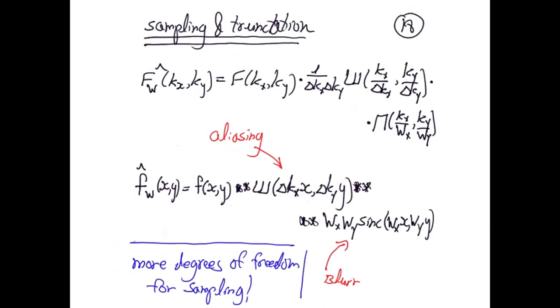So in 2D, everything is the same except a little bit more complicated. f hat of kx, ky is the multiplication between the original function and a two-dimensional delta train with sampling, maybe different in delta kx and delta ky, and then a truncation in the frequency domain, but that could be different in X and different in Y. And so in the image domain, you would get a convolution with the two-dimensional impulse train, and then a convolution with a two-dimensional sinc, right? And so you get similar effects, except that in 2D there are just more degrees of freedom for sampling.